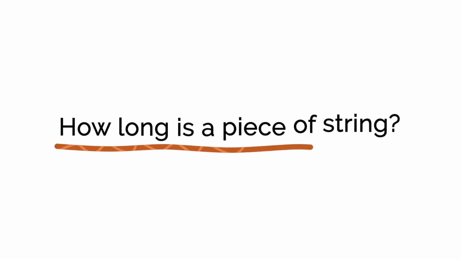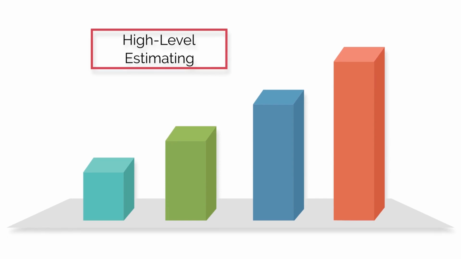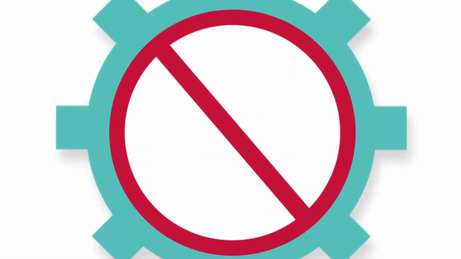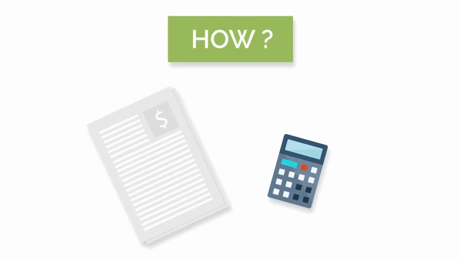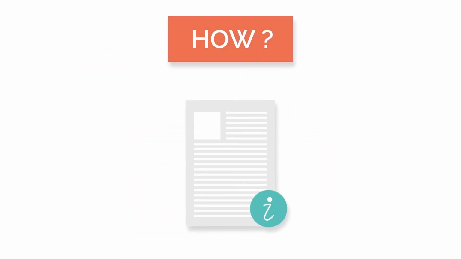How long is a piece of string? This is the principle behind high-level estimating. You don't always have a scope or enough detail about a project to produce an aggregate cost. So, how do we actually describe an estimate? And importantly, how do we communicate the level of certainty and detail that goes into our estimate?